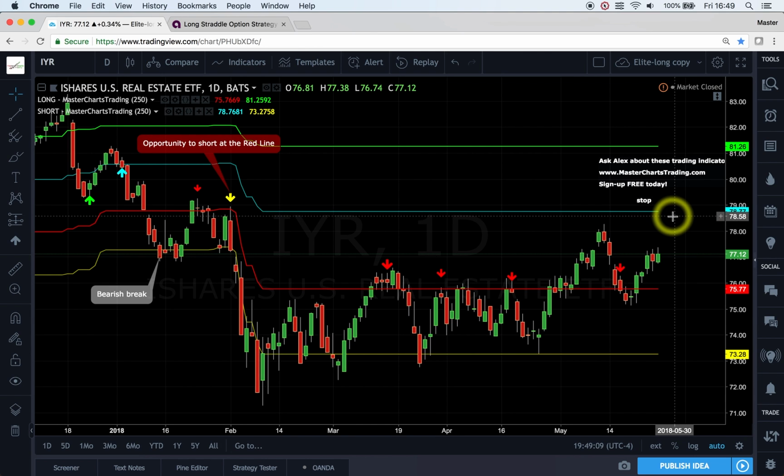If we do get a breakout, then I will look for buying opportunities for real estate myself. This looks possible. It will possibly go higher from here. But for now, if I was trading it, I would either avoid it or potentially look for a shorting opportunity.